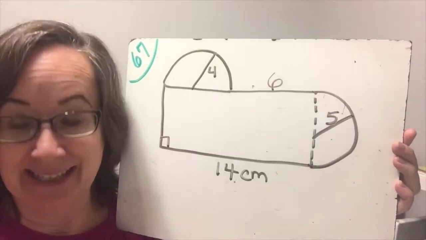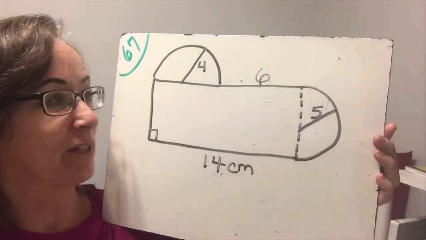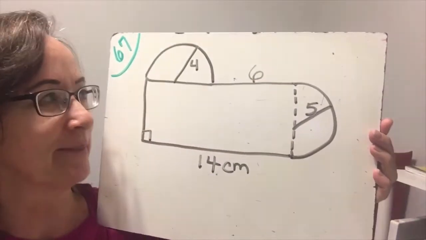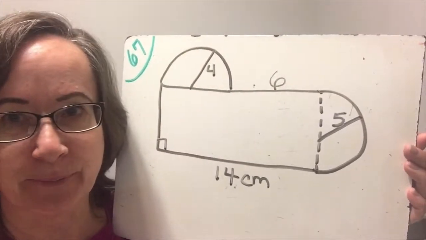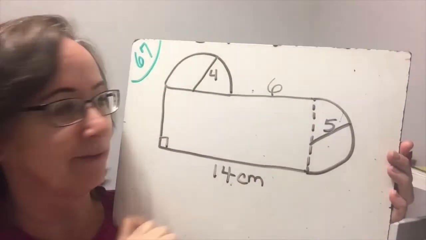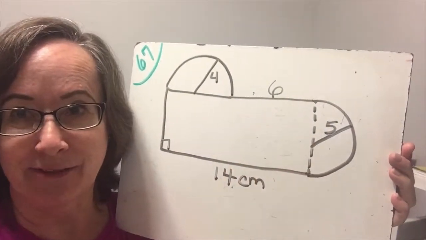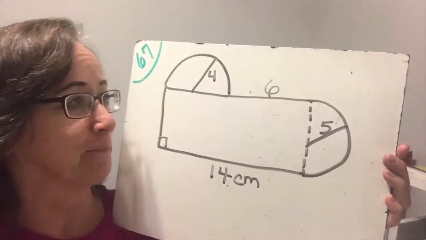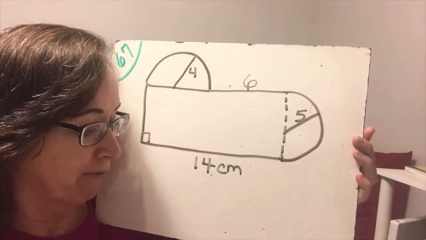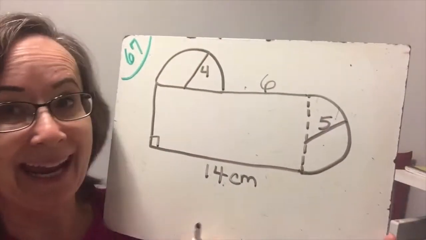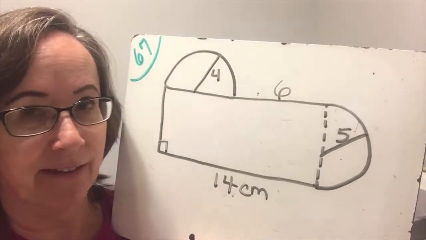This one looks like such fun, doesn't it? Okay, so we have 2 semicircles, and wouldn't you know, they're not the same measure. This one has a radius of 4, and this one has a radius of 5, so we have a lot of work to do. Okay, so we're going to find both the perimeter and the area of this funny figure.